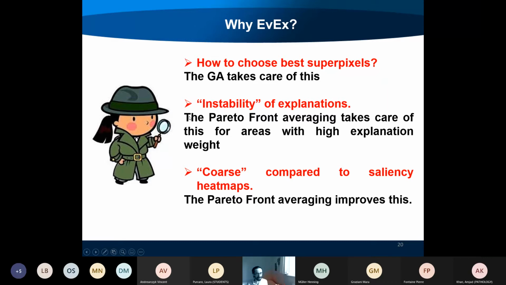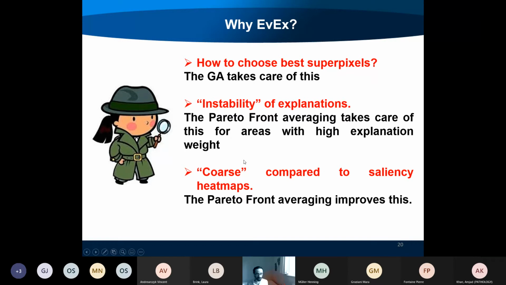So if we take the Pareto front of this multi-objective optimization, then average them, we see that the areas with larger explanation weights are less unstable than the ones with smaller ones. And this approach in general is less unstable than Lime, kind of pure Lime, right? Averaging the best explanations found by this process is less unstable than Lime.